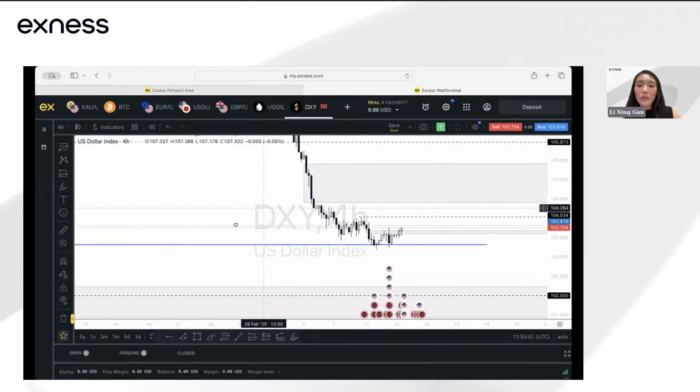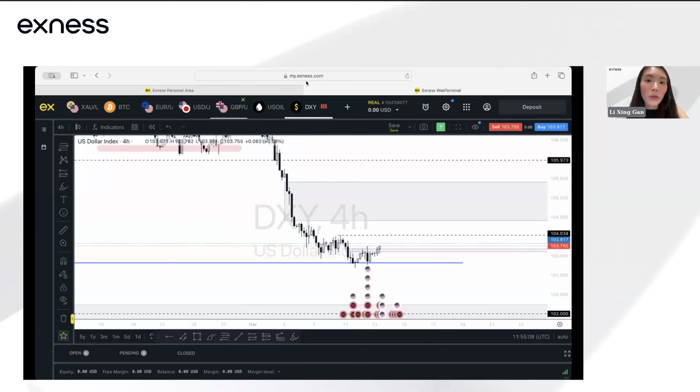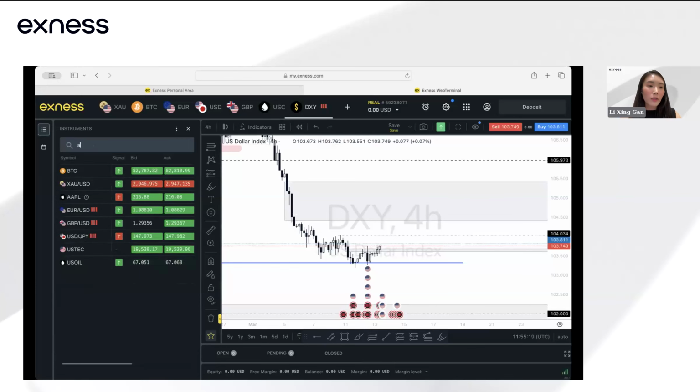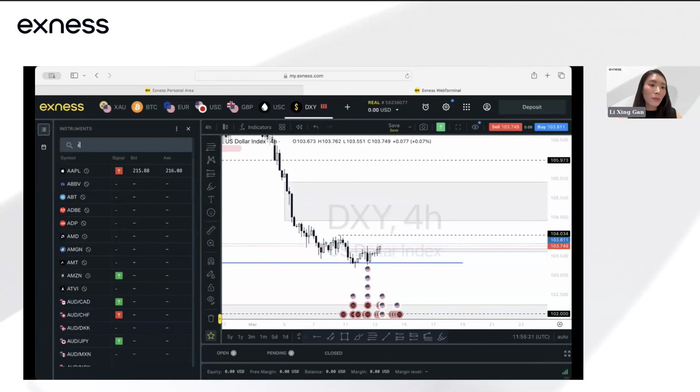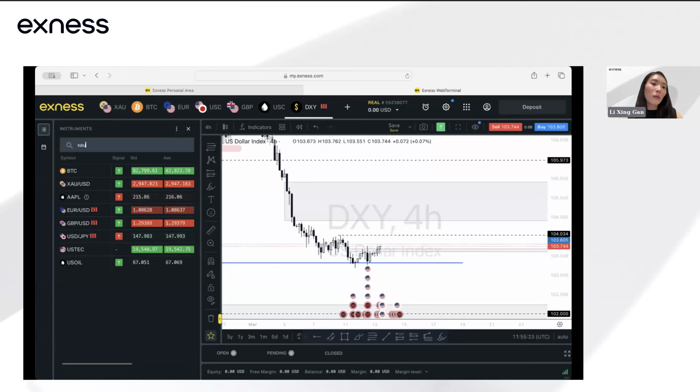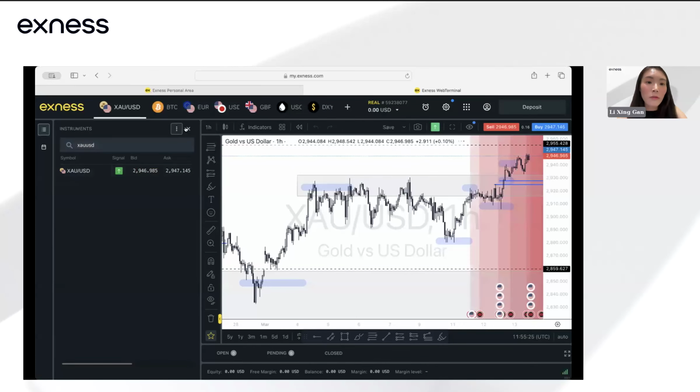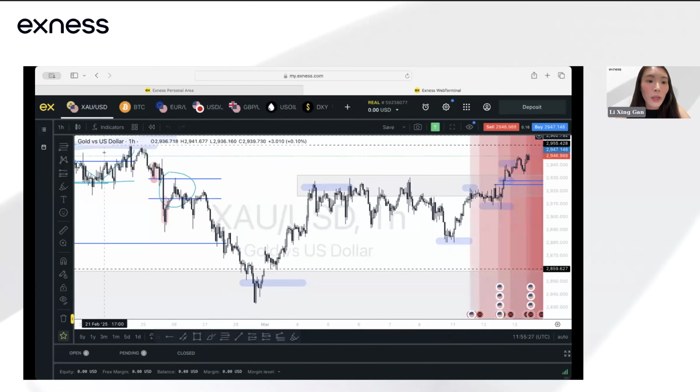So maybe using another example would help, or using gold again, just the concept of fair value gap. Okay, so we have a request for Bitcoin. Let's take a look at Bitcoin. But just before I go on to Bitcoin, I just want to bring the same concept across gold. You can observe the same thing, the same patterns being played out here.